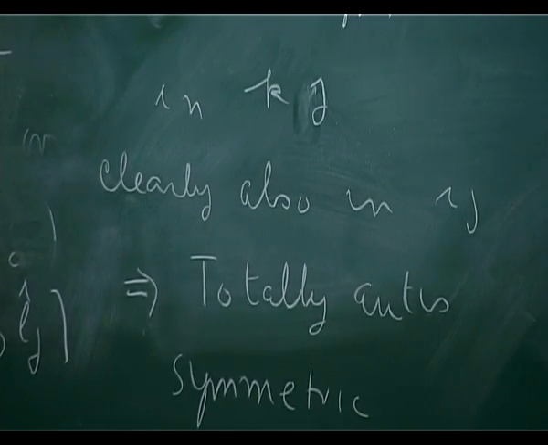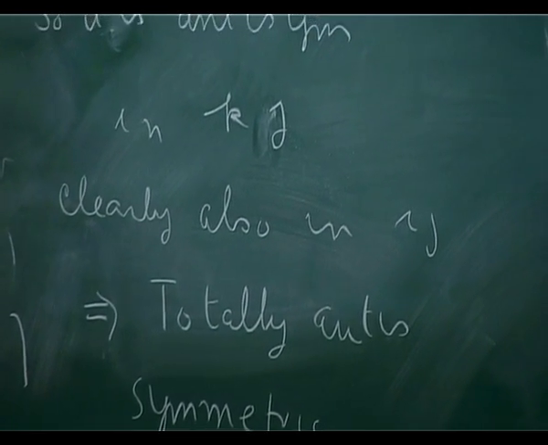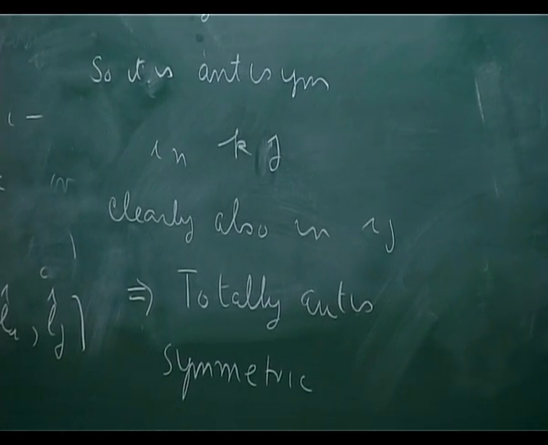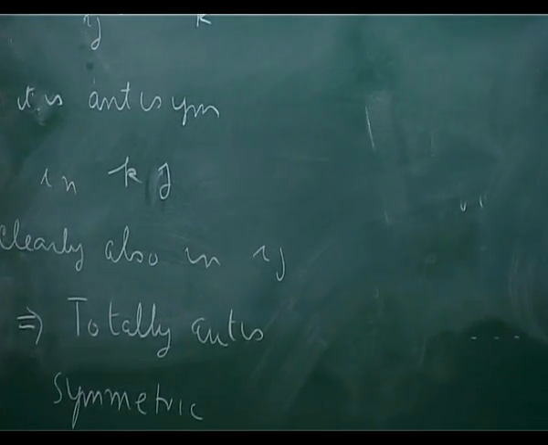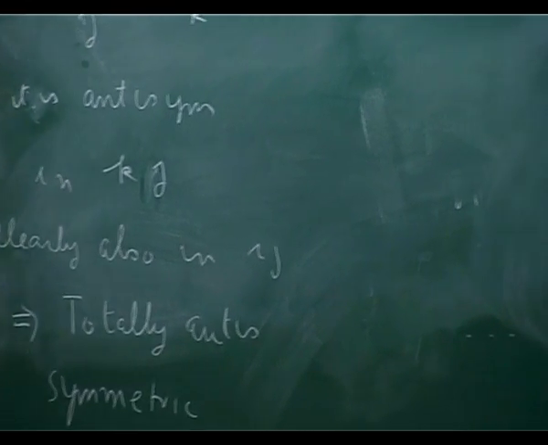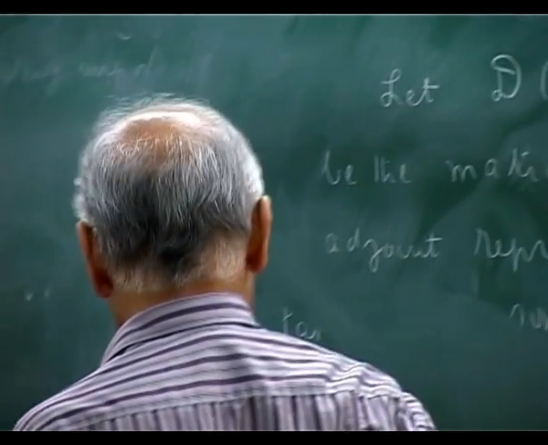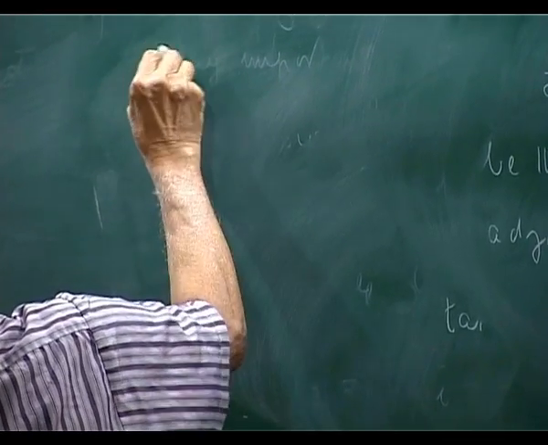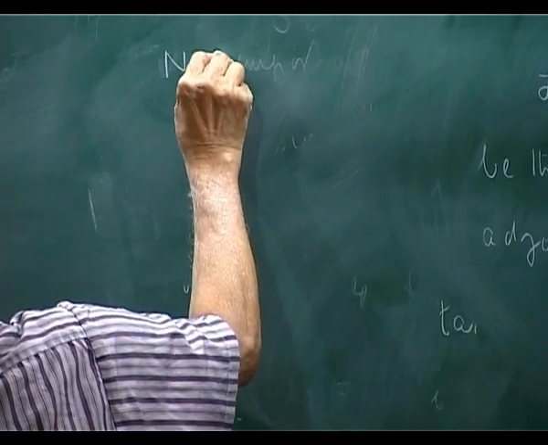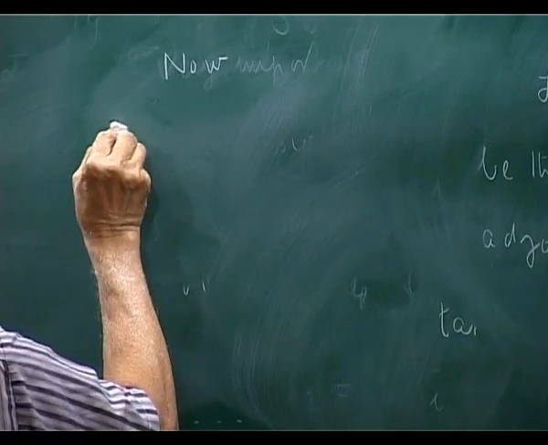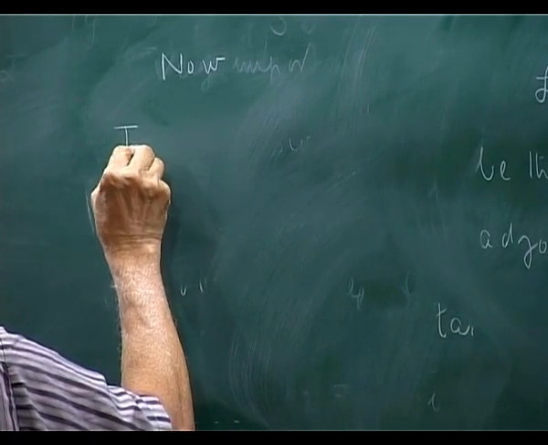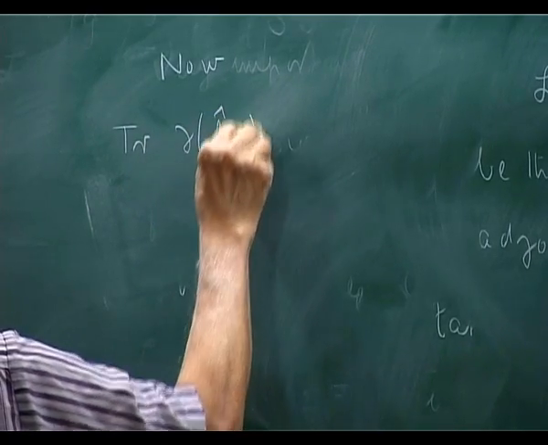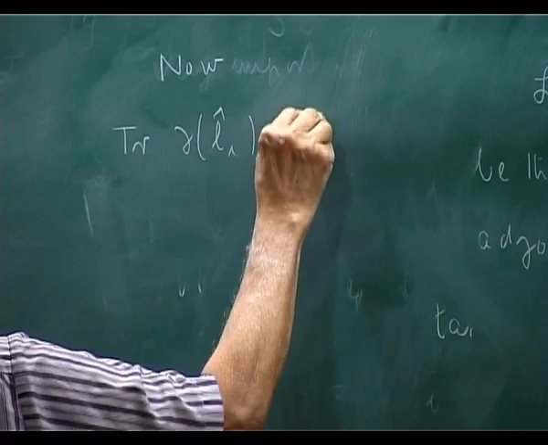The existence of this totally antisymmetric structure constants is necessary and sufficient for the Lie group to be compact. Now let me look at the following thing. Trace of gamma of L hat I, gamma of L hat j.